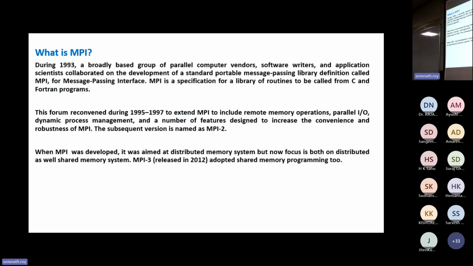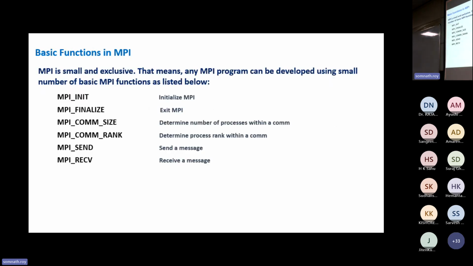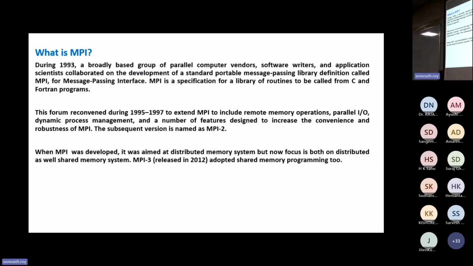A forum of computer vendors, software writers, etc. sat down in '93 and decided on MPI, primarily for C and Fortran programs. They increased the features and came up with MPI 2. In 2012, they said that MPI would be used for shared memory programming also, and MPI 3 added the shared memory features. Apart from Fortran and C, MPI is now available in practically any language: Python, Basic, Java, Julia. If two computers are working, they can communicate via MPI.